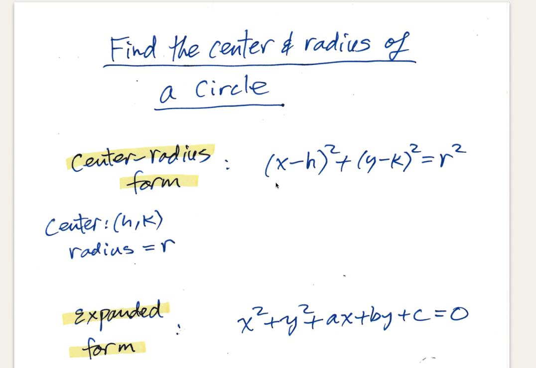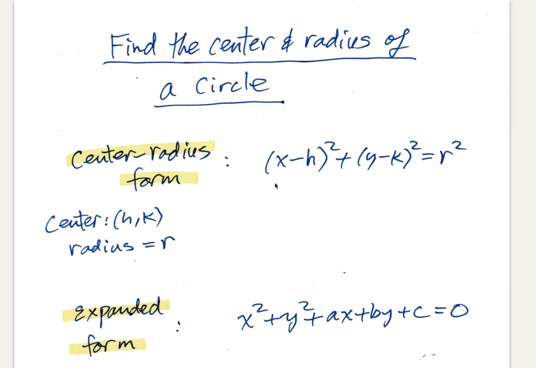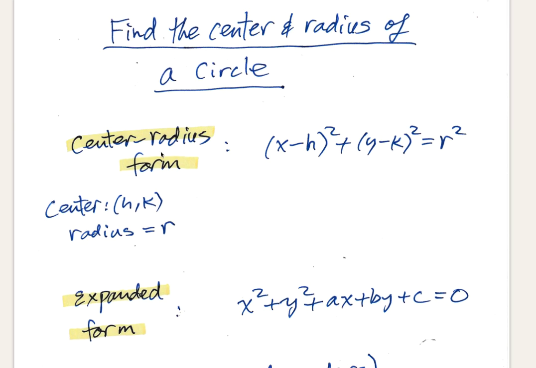Okay, in this video, I want to discuss finding the center and radius of a circle given a certain form. Now, you remember from the previous video that we had two different forms for a circle. We had what we called the center radius form, and that was (x - h)^2 + (y - k)^2 = r^2, where the center was (h, k) and the radius was r, little r.